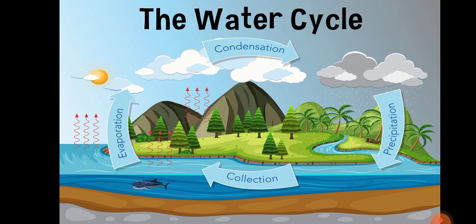And what happens in evaporation? Students, what exactly happens in evaporation? All the water that is present in the rivers, lakes, oceans, seas gets heated up due to the heat of the sun.